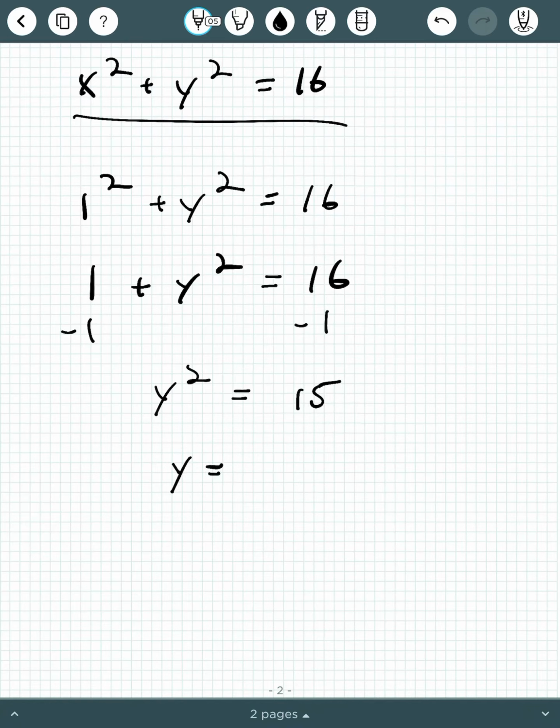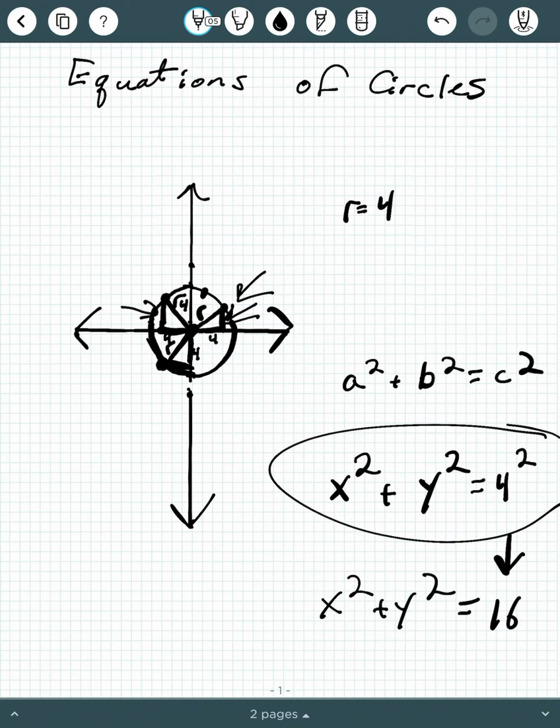And then y is going to be equal to the square root of 15. Now, since we created that square root using inverse operations, it actually is the positive or negative square root. And that makes sense if you look back at the circle, because we have a y value that would be positive when x is 1, right about here. But then we also have a matching y value that would be negative when x is 1, right about there. So it makes sense that we get a couple.